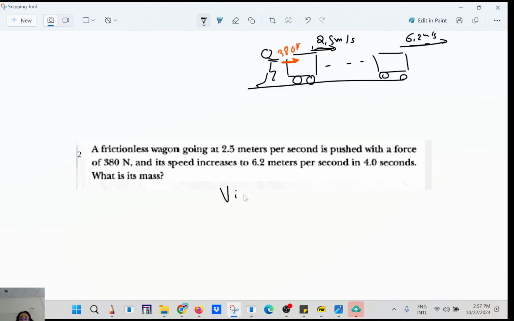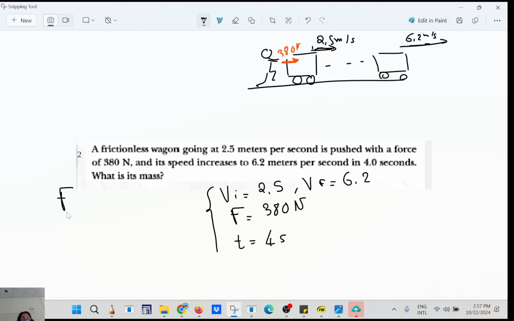So what do we know? We know that the initial velocity is 2.5. Then we know that the final velocity is 6.2. What else do we know? We know that the applied force, the net force, is 380 Newton. We know that the time during which the force is applied is 4 seconds. So all you have to do is apply the equation, force times time, that will be the impulse, equals the change in momentum. This is a vector, this is a vector. That's a change in momentum, that's called the impulse.